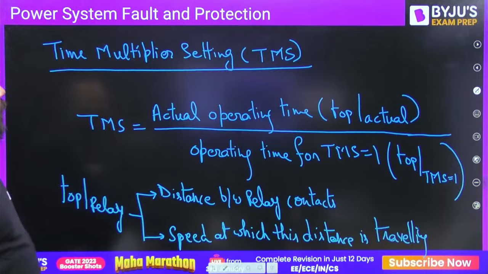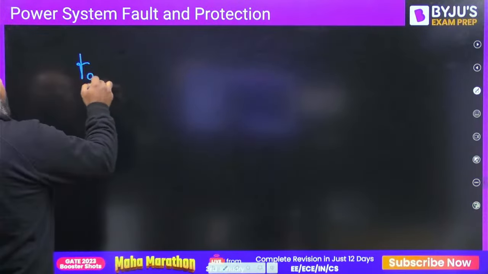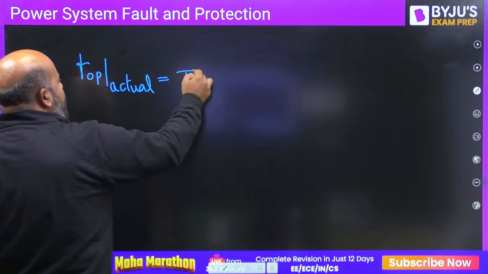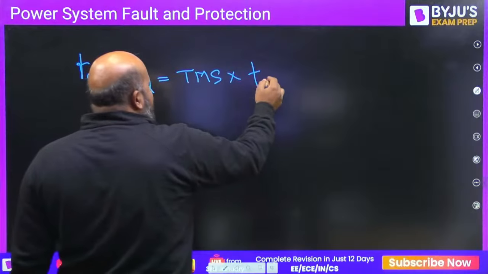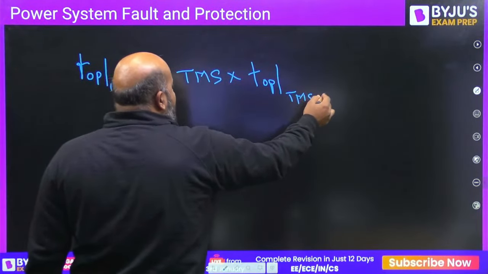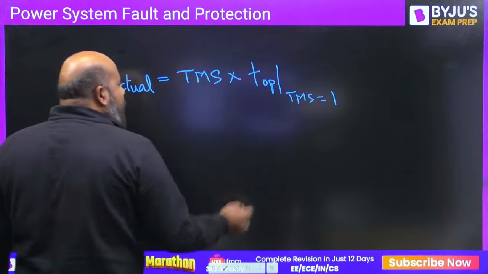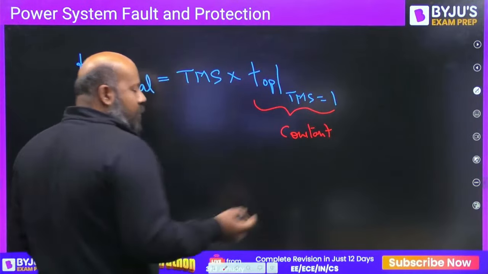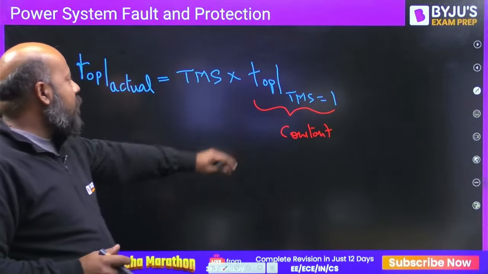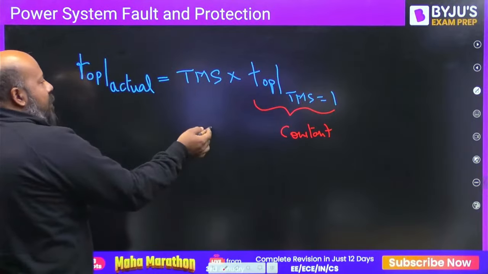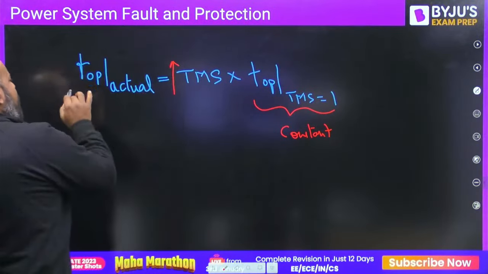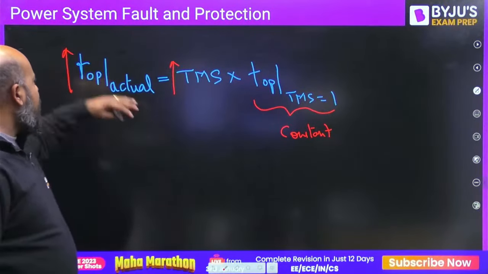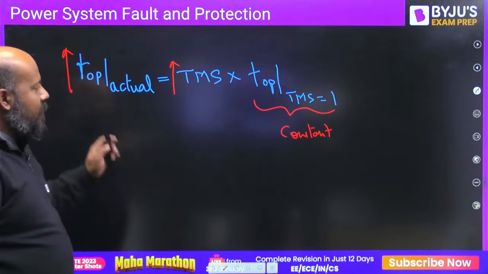Now understand this, the actual operating time of the relay, you can write as TMS multiplied by the operating time of the relay for TMS 1. Now the operating time of the relay for TMS 1 is going to be a constant value. Once you design the relay, it is going to be a constant value. So TMS is the grading for time. So if you are increasing the TMS, the time of operation of the relay is going to be increasing. And if you are reducing the TMS, the time of operation of the relay is reducing. This is one part of our discussion.